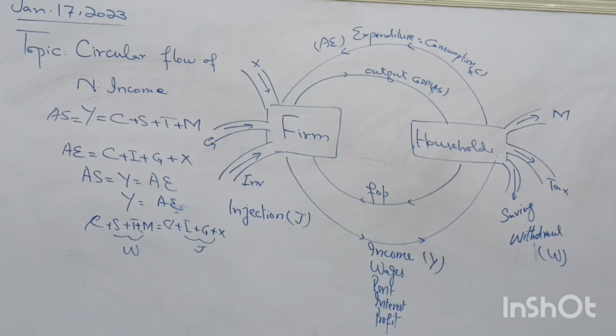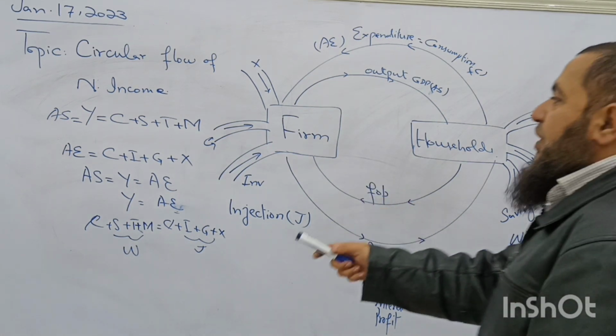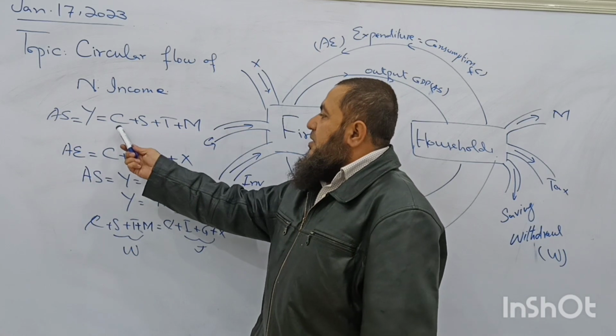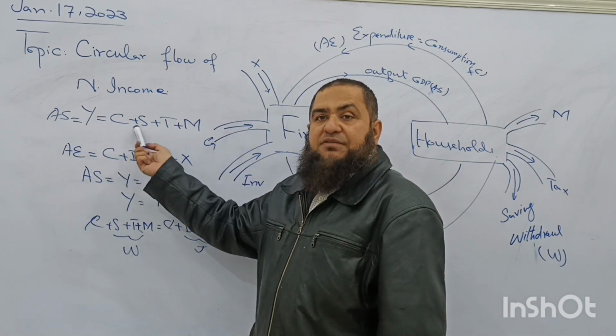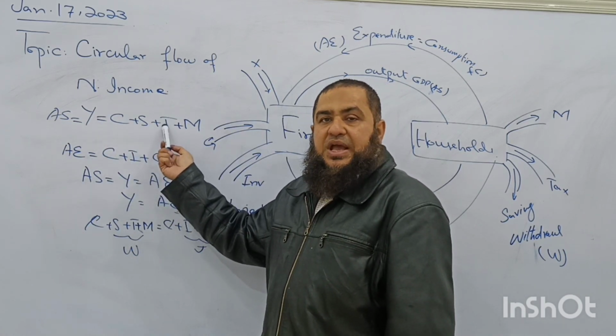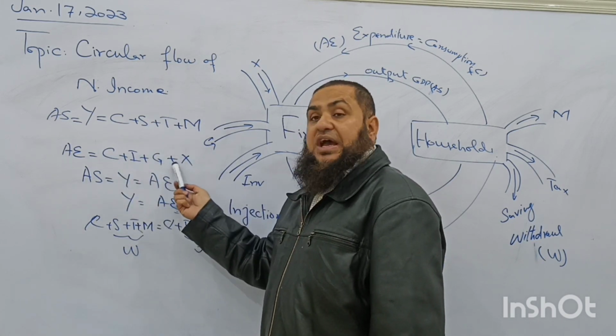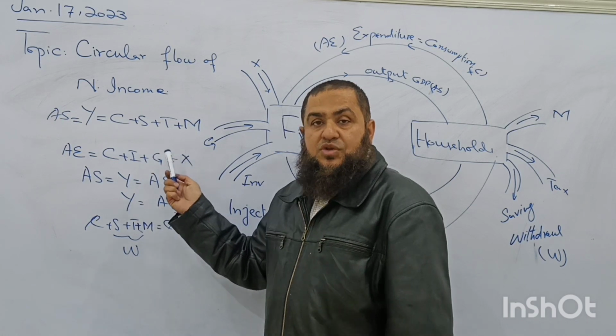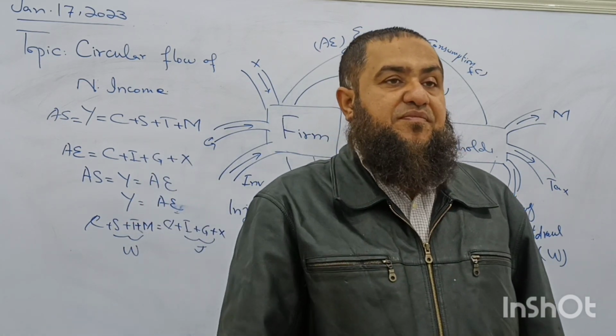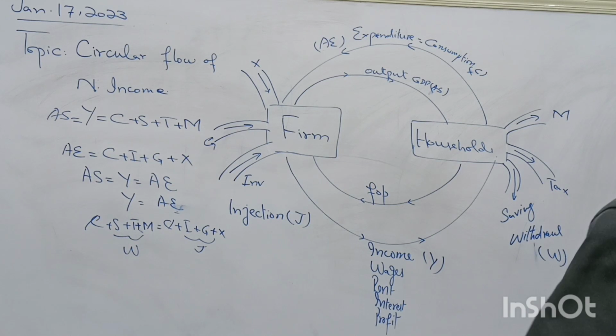Clear? So we studied today how the circular flow of income is used to measure the national income of the economy. If we want to measure national income by the income method, we have to add up these things. And if we want to measure national income by the expenditure method, we have to use this line. All will reach the same figure. Clear? So that's about our circular flow of national income. By tomorrow we will do the rest of the things related to this part.